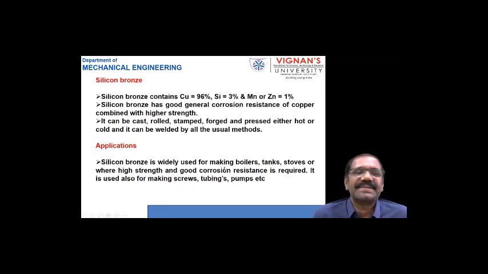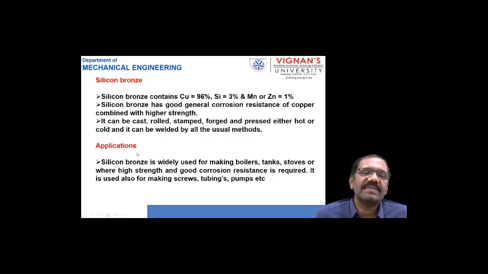Next one is silicon bronze. This contains 96% of copper, 3% of silicon, and 1% of either magnesium or zinc added to that. Silicon bronze has good corrosion resistance and higher strength. It can be easily cast, rolled, stamped, and forged. These properties are common, so most of the 4 to 5 common properties are there. You write, no problem. It can be either cold or hot worked. It can also be welded by all the usual methods.